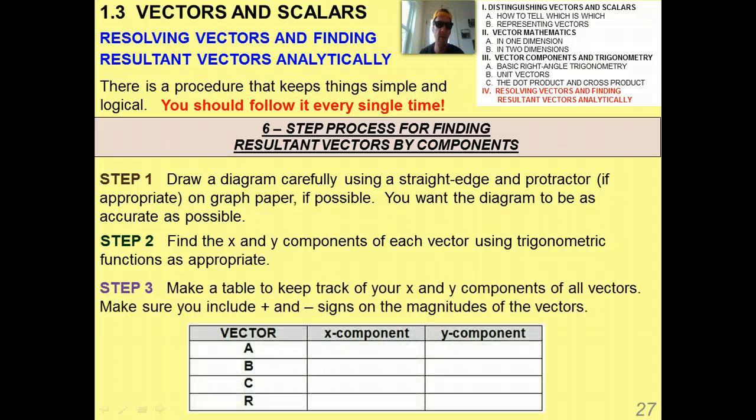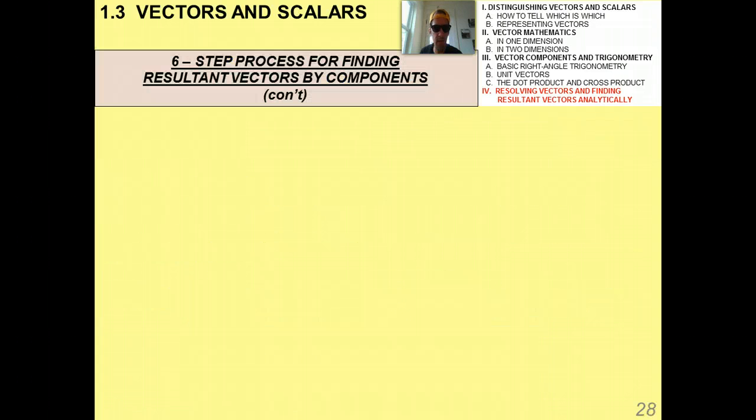We've done that. Step 3, here's your table. Make your table to keep track of your x and y components of all vectors. Make sure you include positive and negative signs in your magnitudes of the vectors right here. So just make a table every single time. Make things easy for yourself.